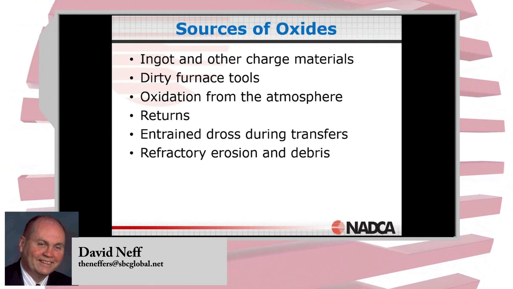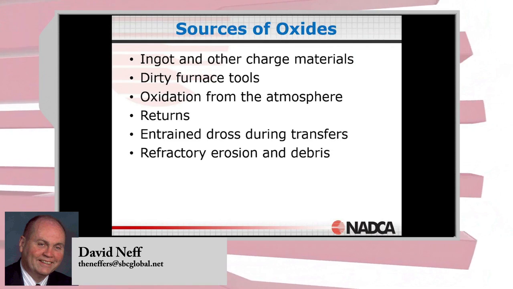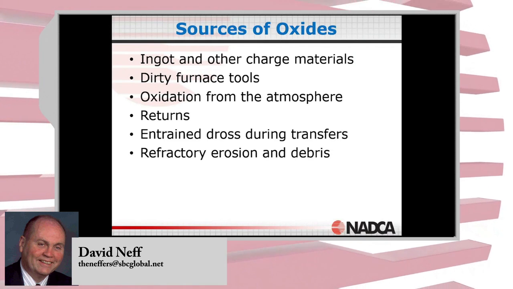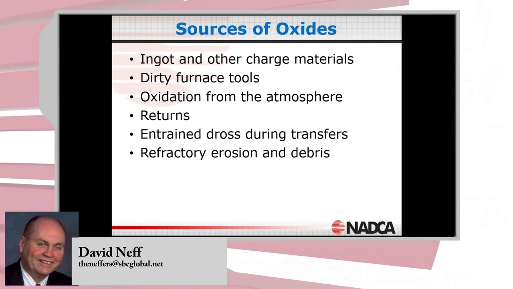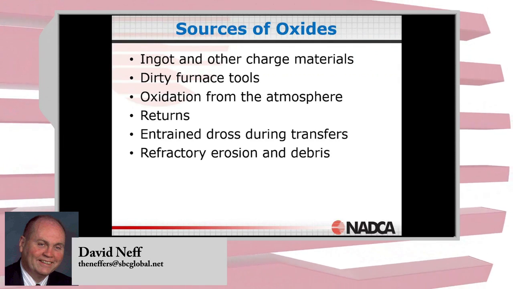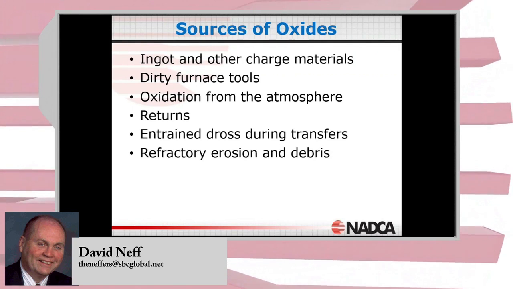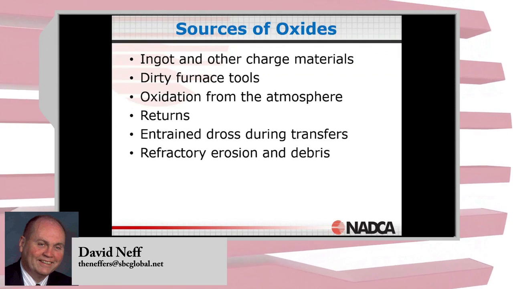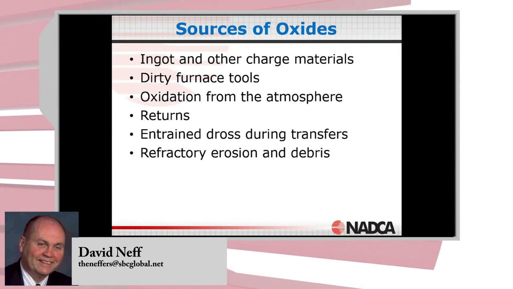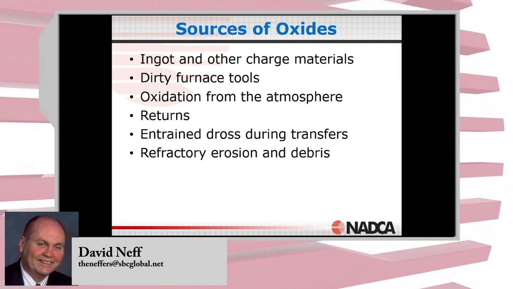So oxides, of course, are going to exist in all materials that you're putting into the furnace because aluminum will always have an oxide skin on it. But dirty furnace tools, flux residues, and so forth also contribute to oxides. And this is planet Earth, so we do melt in an oxidizing atmosphere. And when we make transfers, we are both creating dross as well as potentially entraining dross.